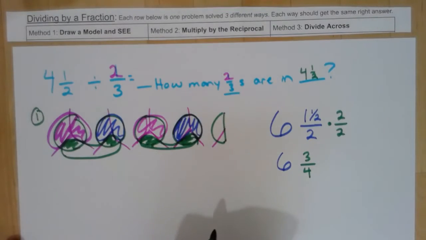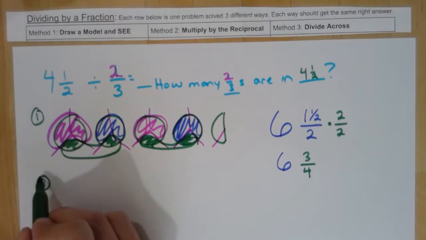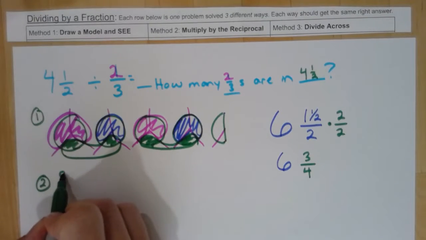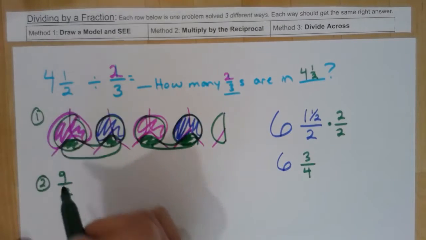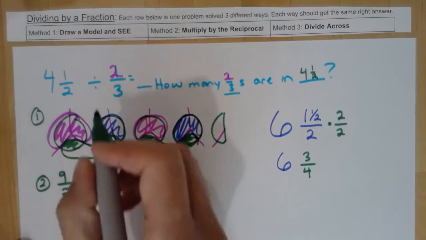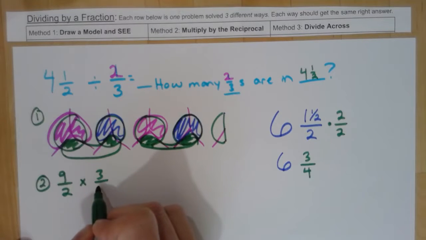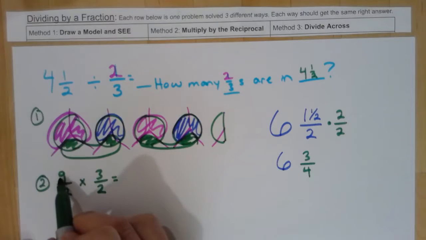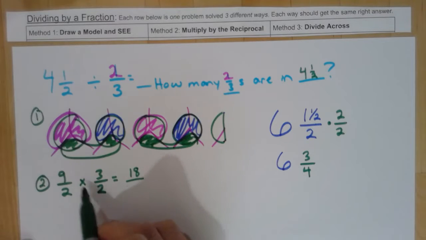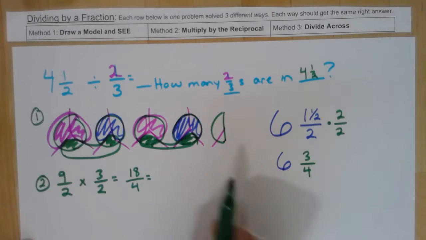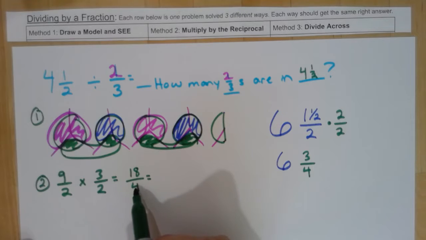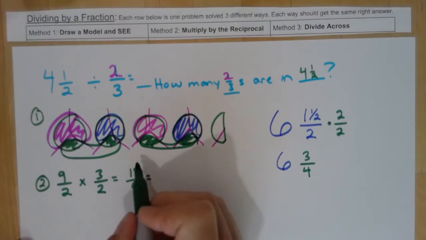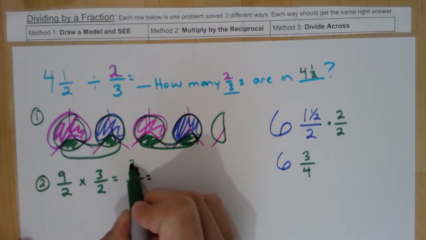Let's compare it to method 2, multiplying by the reciprocal. So here I'm going to write 4½ as a mixed number. Sorry, it is mixed. I'm going to write it as improper. I'm going to multiply by the reciprocal of 2/3. And when I go ahead and multiply across, there's nothing I can reduce or cross cancel first. So 9 times 3 is 18. 2 times 2 is 4. And 18/4. Uh-oh. Let's see if I made a mistake. 9 times 3 is not 18. 9 times 3 is 27.